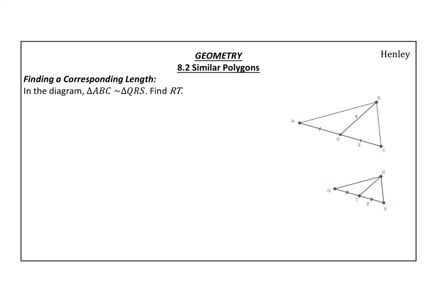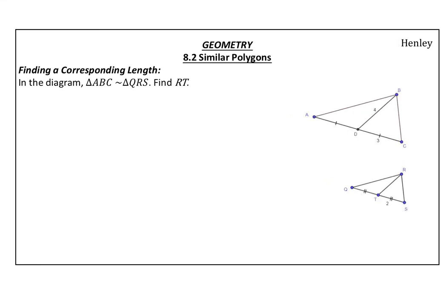We can use proportions to find the corresponding length as well. If we look at our two triangles here, we have triangle ABC and triangle QRS. So what we're looking for is line RT, which is in our bottom triangle. So we look at the information around it that we have. We know that this side is 3, so we have 3, which corresponds to 2. And that's going to be proportional to 4 over x. So x is our little unknown amount right here at the bottom.